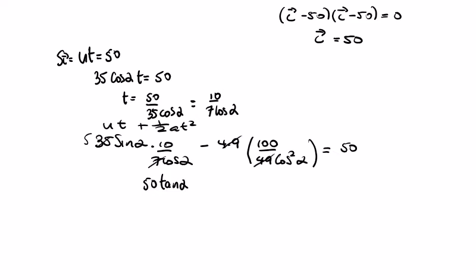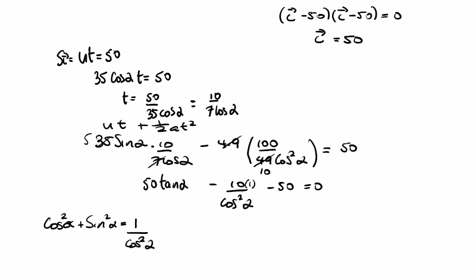You can see here the 49 and the 4.9 is going to give me a 10 on the bottom, so 100 over 10 is 10, minus 10 over cos squared alpha, which will change into 1 plus tan squared in a minute. And then we know it's going to be a quadratic, so minus 50 equals naught. You've practiced this before. Cos squared alpha plus sine squared alpha is equal to 1. So we want to say this 10 by 1 over cos squared alpha. If I divide through by cos squared alpha, I'm going to get 1 plus tan squared alpha is equal to 1 over cos squared alpha.